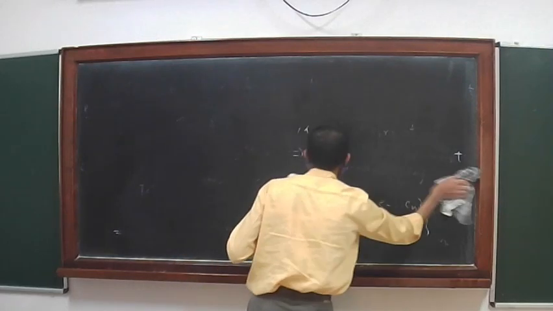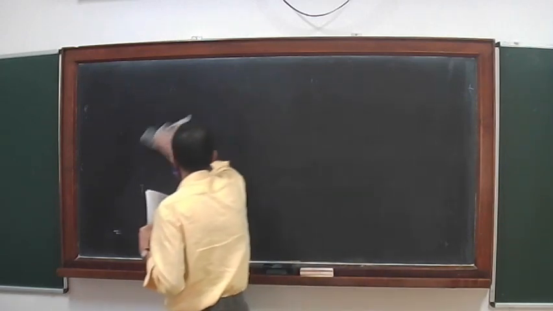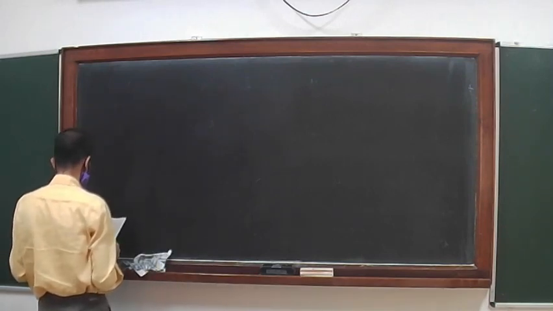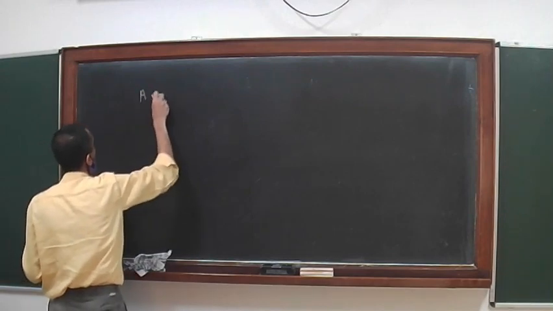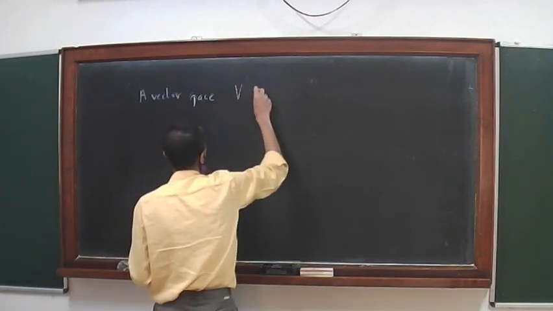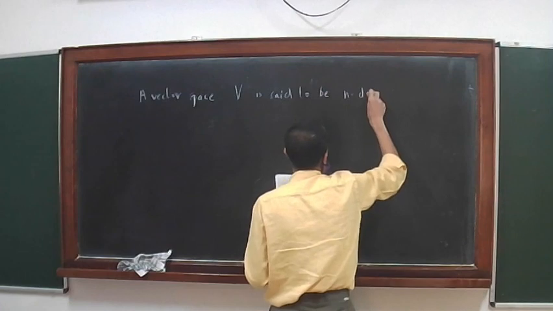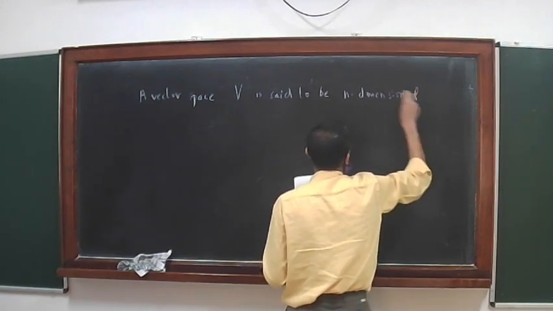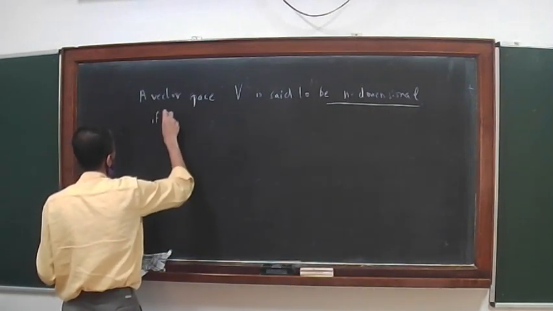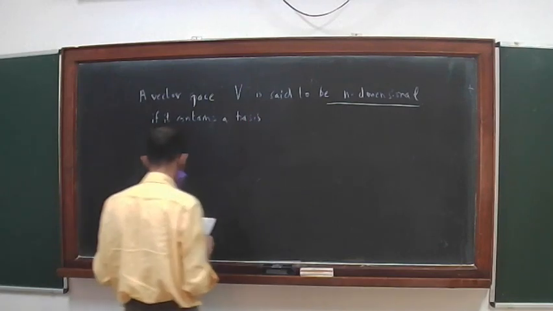Next thing. Now a vector space V is said to be n-dimensional if it contains a basis with n elements.